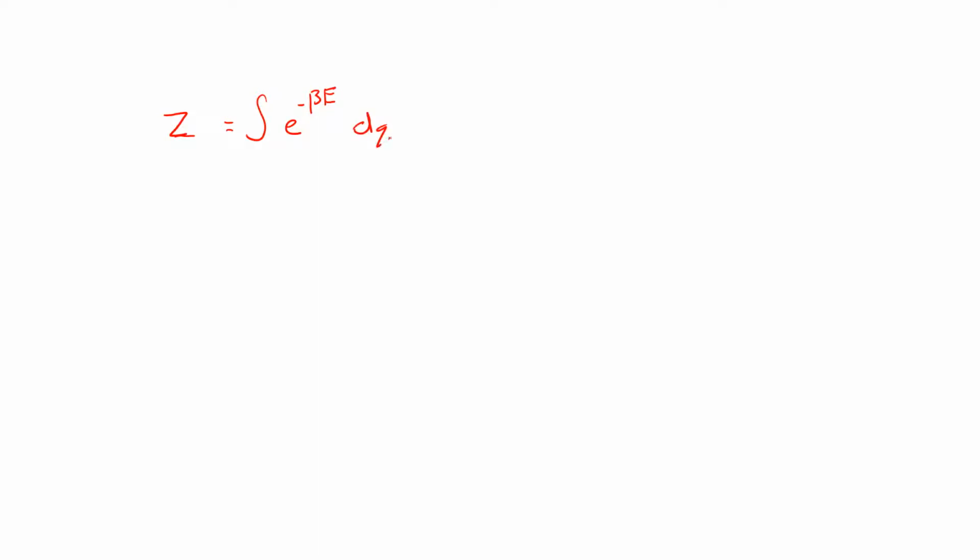dq dp, and E is nothing but the total energy, p square by 2m plus the potential. So it's the Hamiltonian. We just substitute this value of E in this equation, and try to integrate and get the result.